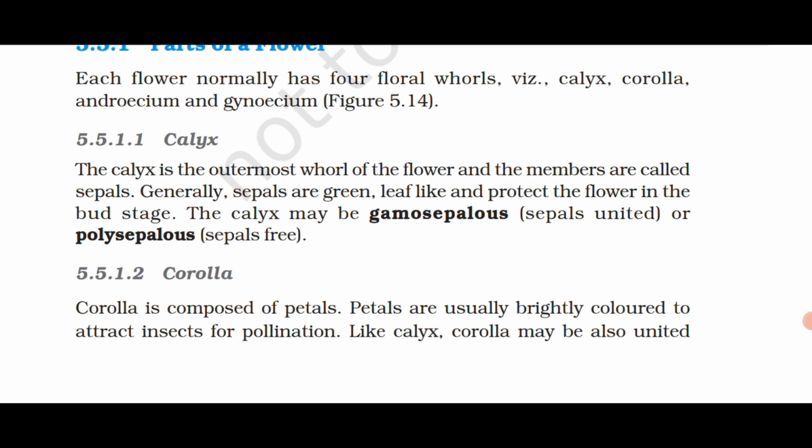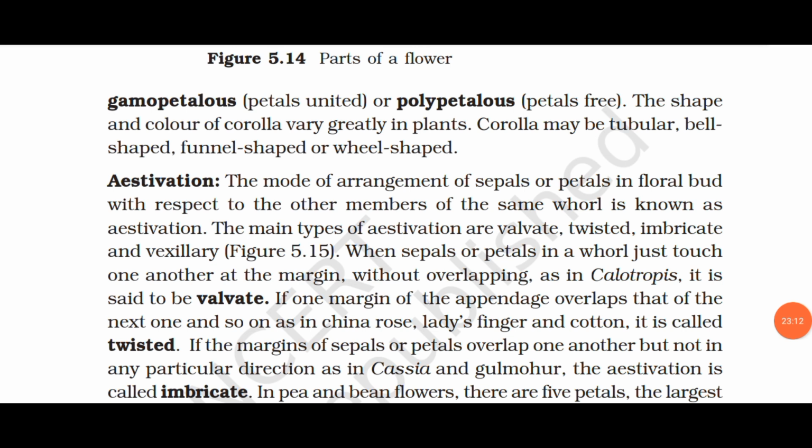5.5.1.2 Corolla. Corolla is composed of petals. Petals are usually brightly colored to attract insects for pollination. Like calyx, corolla may be also united, gamopetalous (petals united), or polypetalous (petals free). The shape and color of corolla vary greatly in plants. Corolla may be tubular, bell-shaped, funnel-shaped, or wheel-shaped.